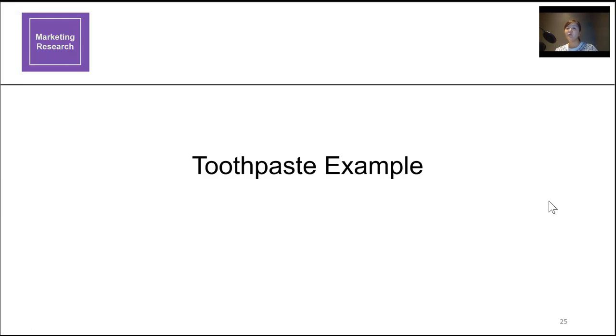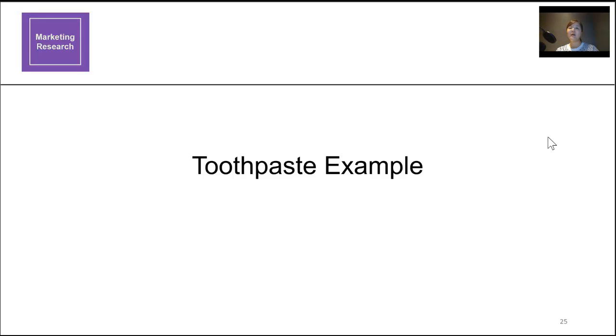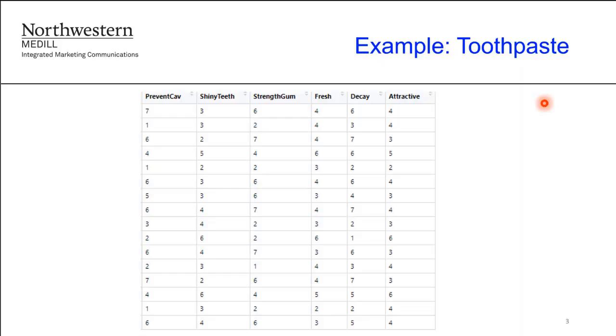Okay, so let's move on to another example for the factor analysis. I will use the toothpaste example for another factor analysis. So this is the data. This is toothpaste data. We have only six variables here, and this is survey data again. This is a survey for the toothpaste product.